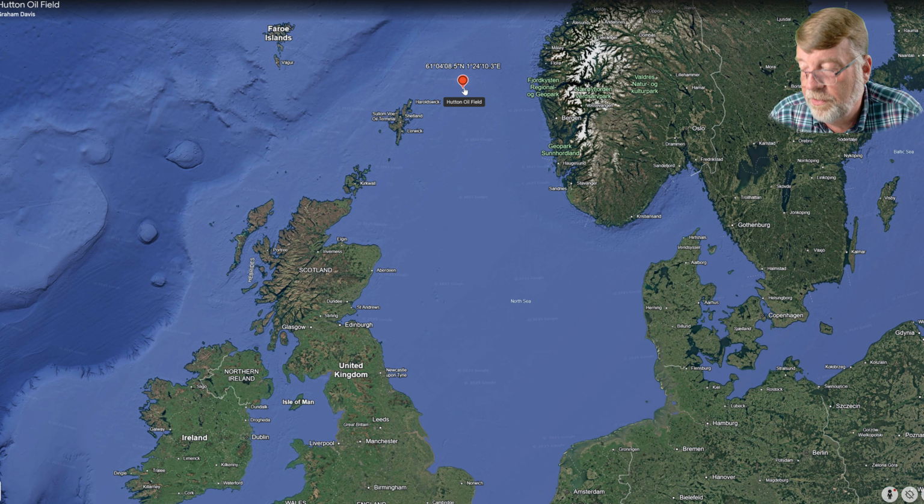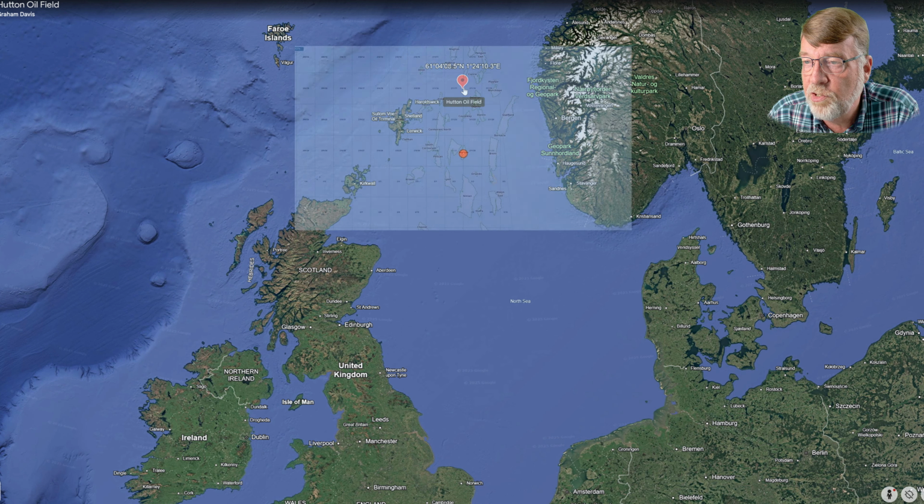Here's Hutton oil field up here in the northern North Sea. You may recall from my last presentation, Nelson was down around here. I did a thin bed analysis. It's down there. So this is a bit further north, a bit north of Shetland, probably deeper water, and it was a tension leg platform, more of which later.